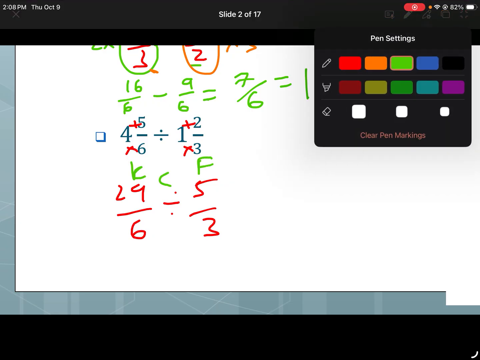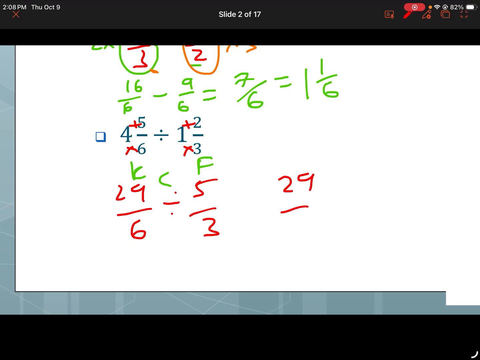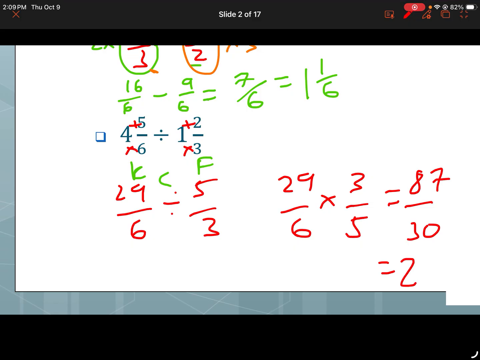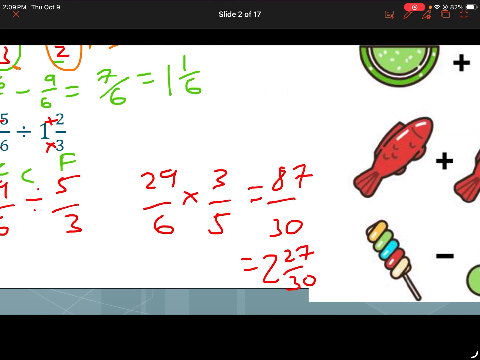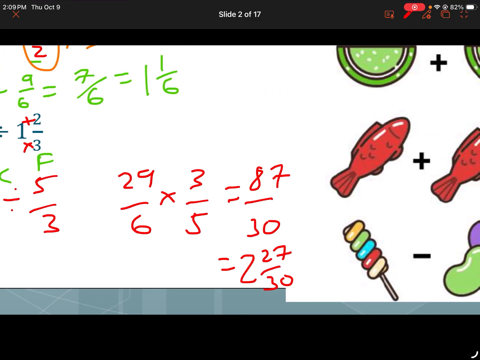Okay, so KCF, we're going to keep the first fraction the same, so 29 over 6. We turn the divide into a times, we flip the last fraction to make 3 over 5. If we do that then, we do 29 times 3, which is going to be 87. We're going to do 6 times 5, which is 30. And then, as we did before, how many 30s go into 87? That's 30, 60, 90. Okay, so it's 2 with 27 remainder over 30. And then if you're very good, you recognize that 27 and 30 are both divisible by 3. So that gets me 2 and 9 over 10. If you got that right, well done.